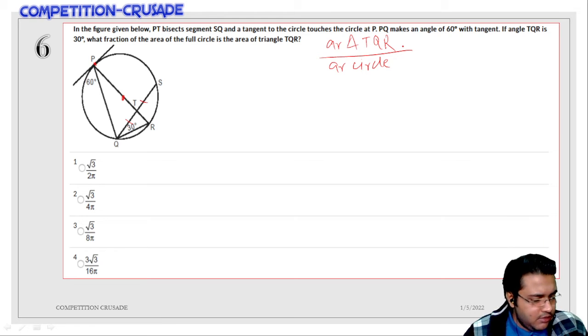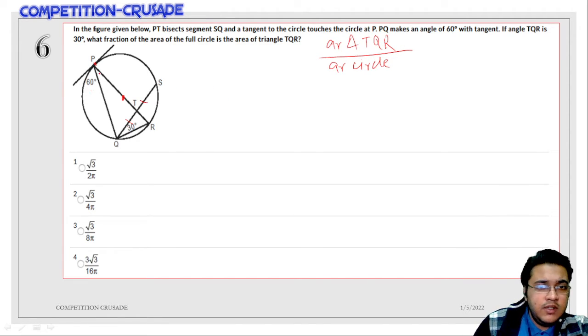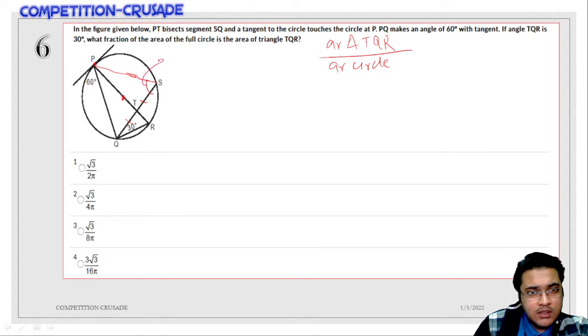So basically they're asking you to find out the ratio. Let's see if I can do something with it. The very first thing that comes into my mind is, because there is a tangent and there is a chord, I know that alternate segment theorem will come into the picture, and if I add PS, I know this is also 60 degrees. So this is alternate segment theorem.